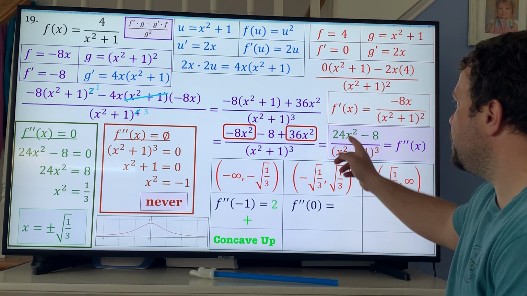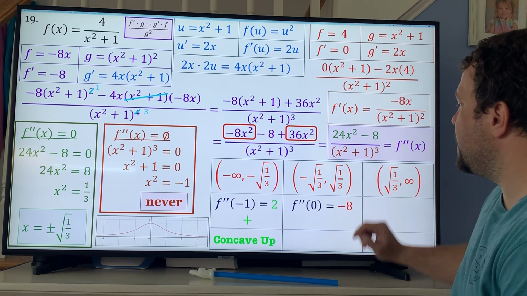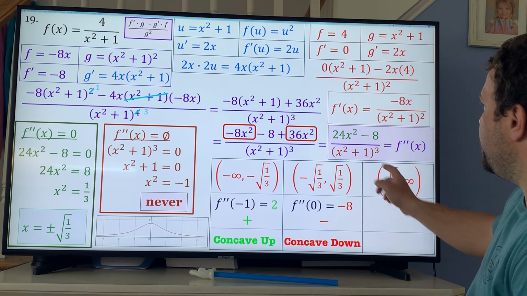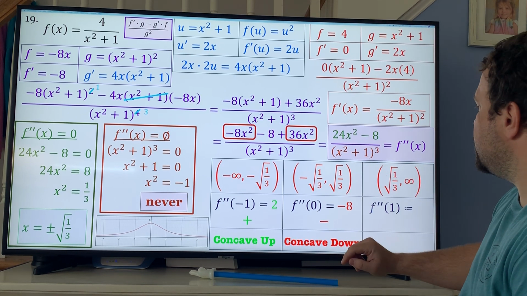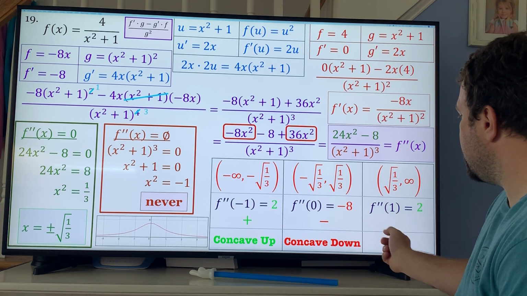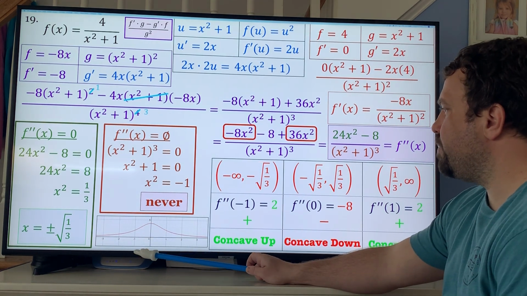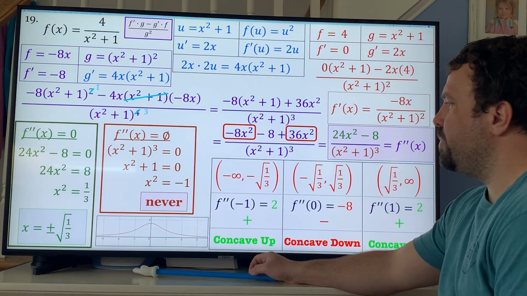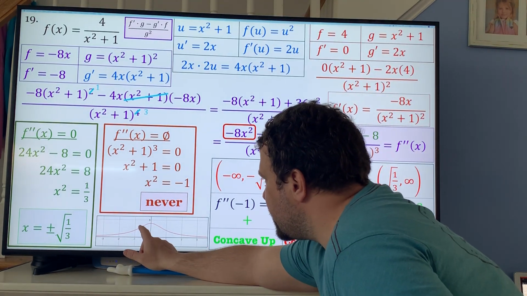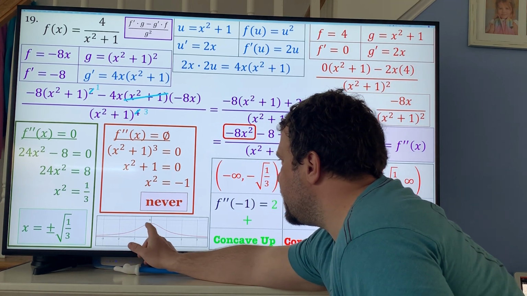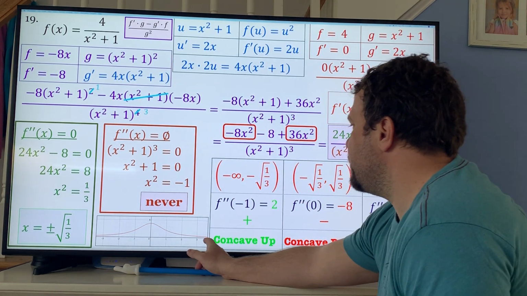Plug in 0. Negative 8 over 1 is a negative number. That is concave down. 1, positive over positive, I assume 2. Yep, positive number, concave up. Look at my graph right here. All right, so the pieces of the graph that are concave are right here, right here. You have a concave up, a concave down, and a concave up.